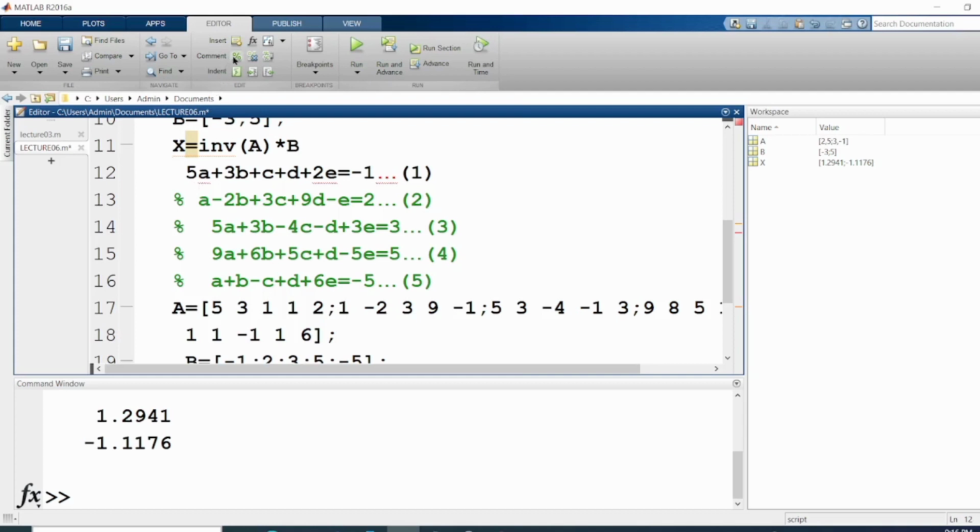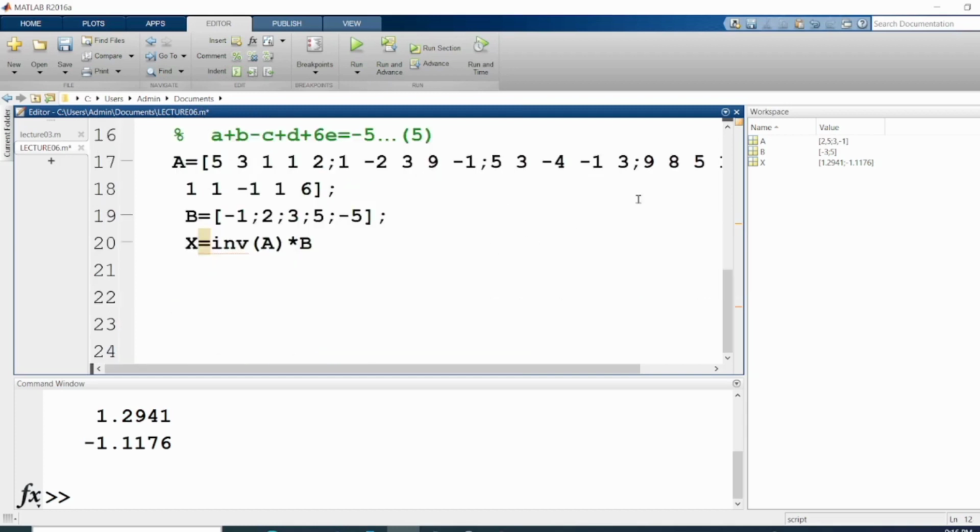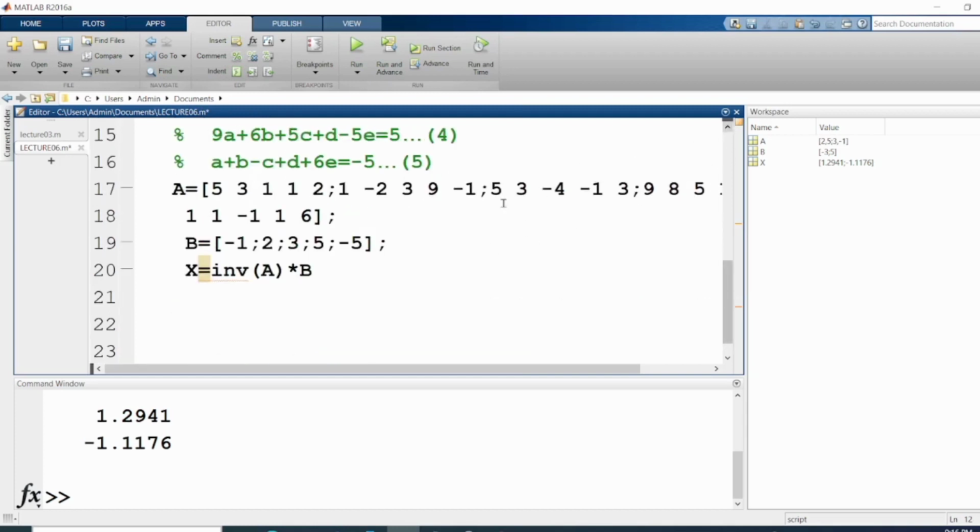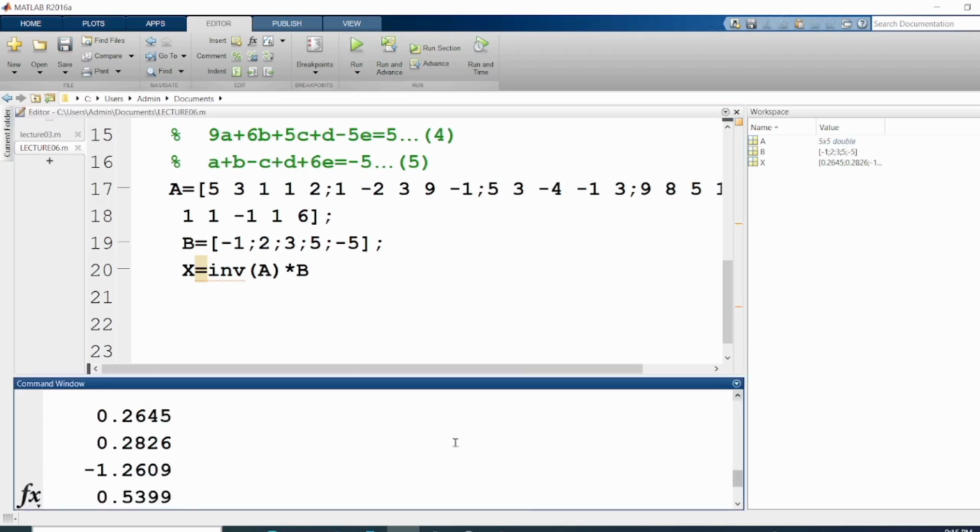So again, I am just going to write this again. This is now a comment. The error has been removed. So now I have simply written A is equal to this A matrix, B matrix, and then X matrix, and X matrix is equal to the inverse of A multiplied with B. This is again the matrix inversion method. So just click run.